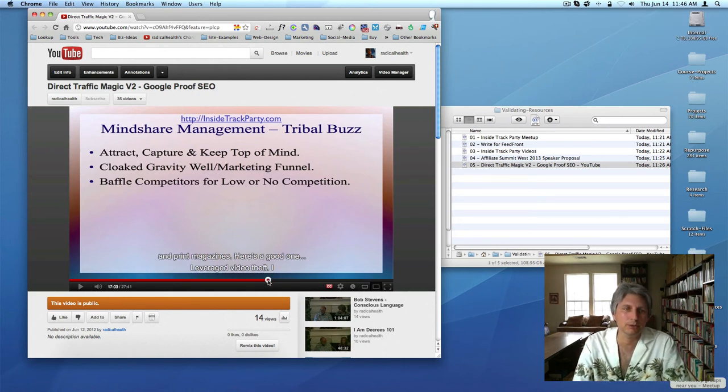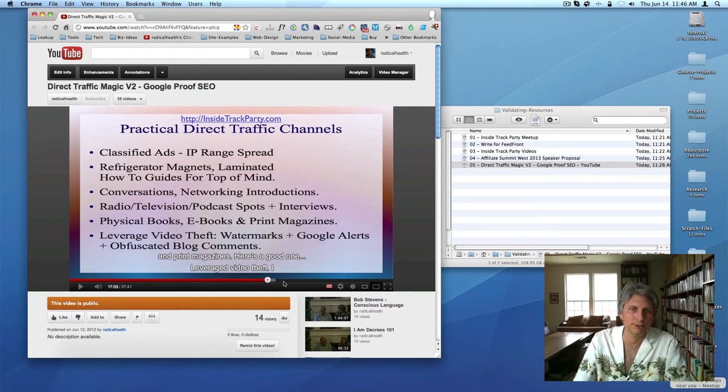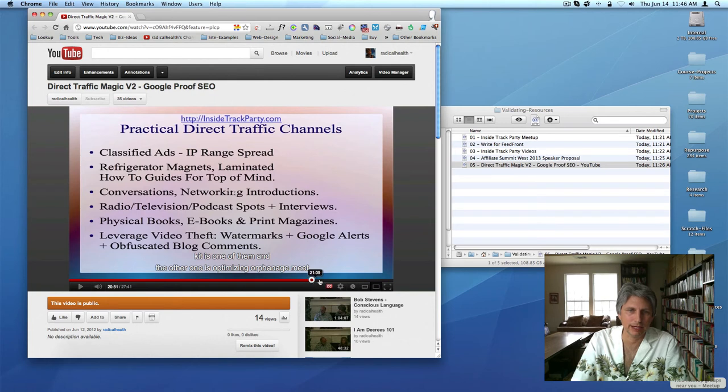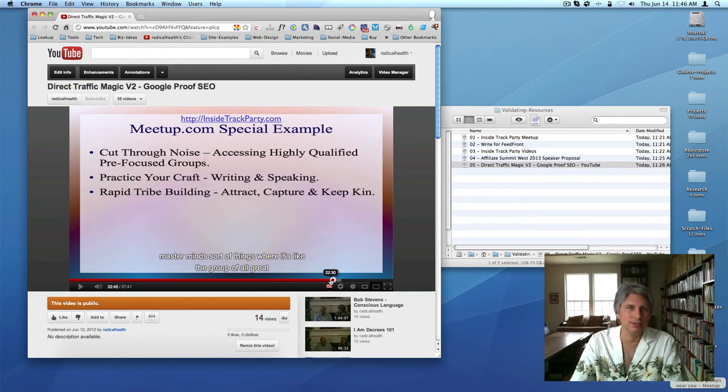Anyway, there's a particular way that I use Meetup to validate ideas, and this is really, really powerful to do. I use Meetup in a three-phase mechanism, or three stages. The big powerful thing about Meetup is it allows you to cut through noise to reach highly qualified, pre-focused groups or channels. It also allows you to practice your craft of writing and speaking, and to do rapid traffic building.